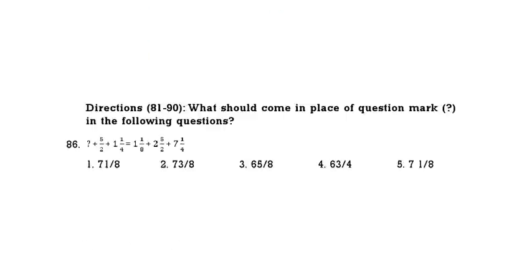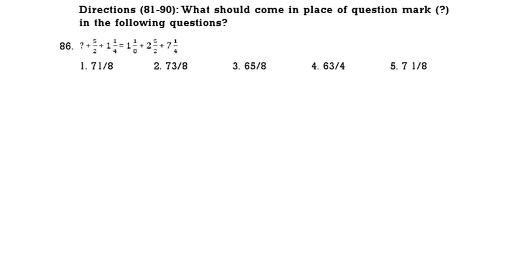Next question. 86. What should come in the place of the question mark in the following number series? See this one. 7 plus 2 9. 9 plus 1 10. If you get this one here, it becomes minus. So 7 plus 2 9. 9 plus 1 10. 10 minus 1 9.